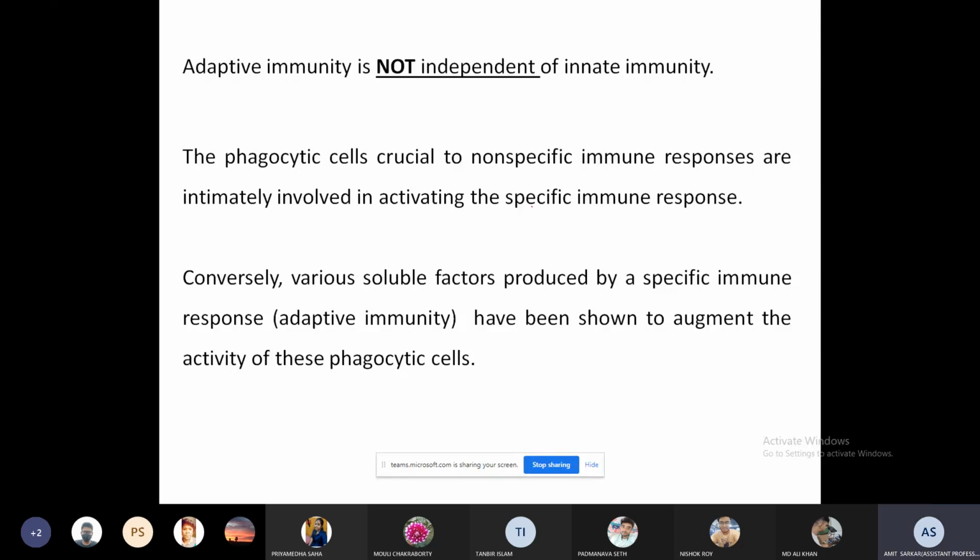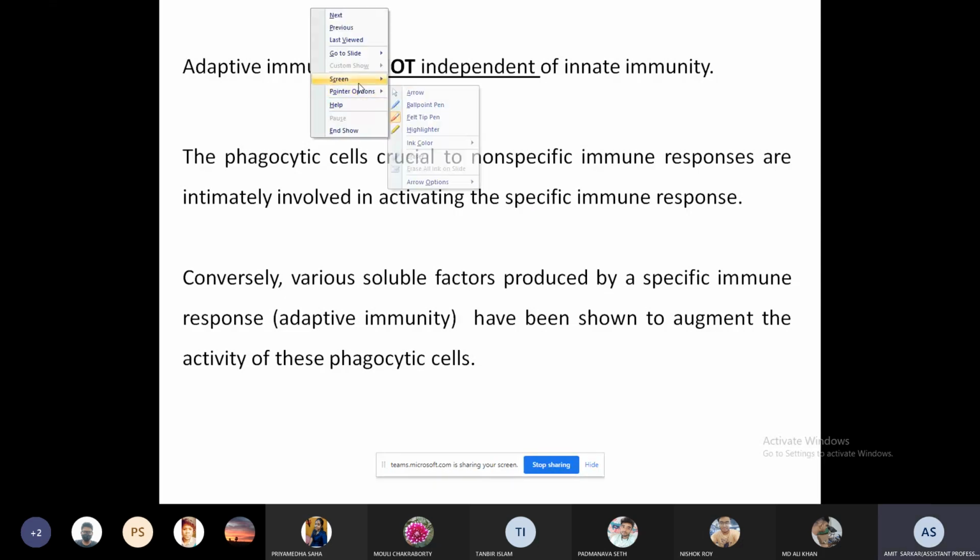On the other hand, the question is whether the innate immunity depends on adaptive immunity or not. Yes, there is also some example of that. Different types of chemical factors, soluble factors, are being produced by specific immunity cells, which is called adaptive or acquired immunity. Those chemicals have been found to activate the phagocytic cell. So it's working in a loop-like manner.